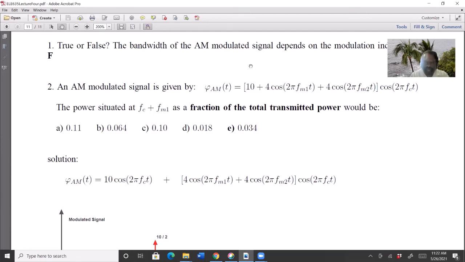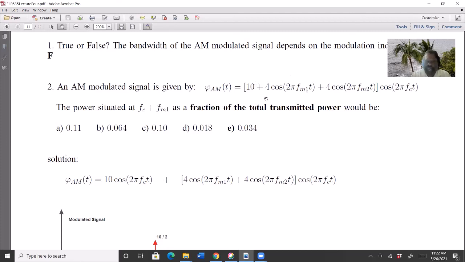The bandwidth of the AM modulated signal depends on the modulation index. That's false because the bandwidth is always 2B. Whether it is DSB-SC or AM large carrier, you guys notice the bandwidth is 2 capital B, and B is the bandwidth of the message signal. Okay. So now look at this question.